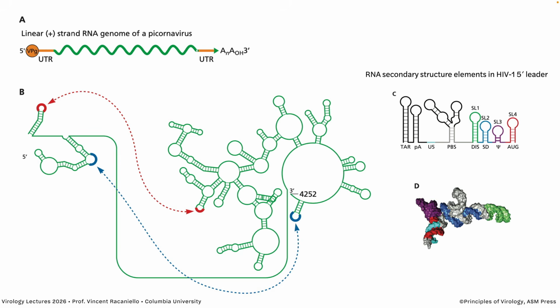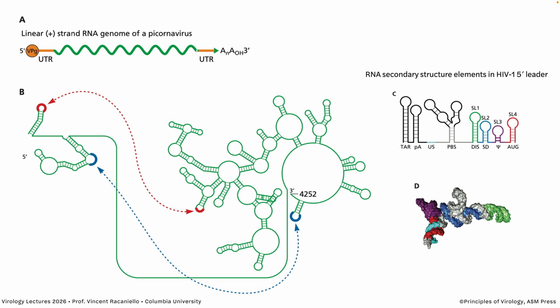And they can interact with each other. So this red arrow shows that these two red sequences actually base pair in the virus particle in the RNA. And so there are very extensive secondary and tertiary structures of RNA, and they all have functions. They're not there just because they're nice, but they help the virus to reproduce.